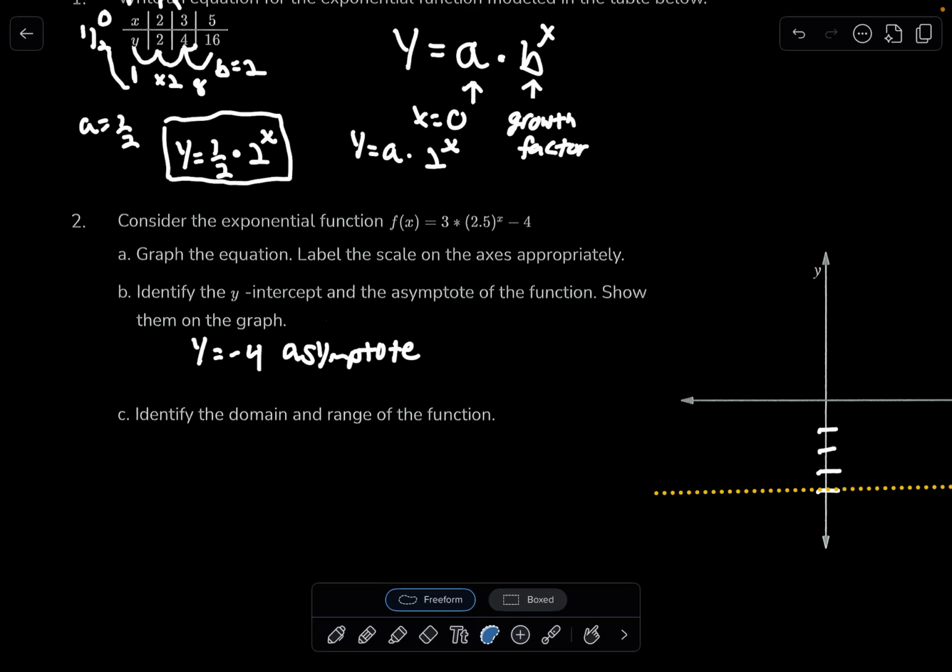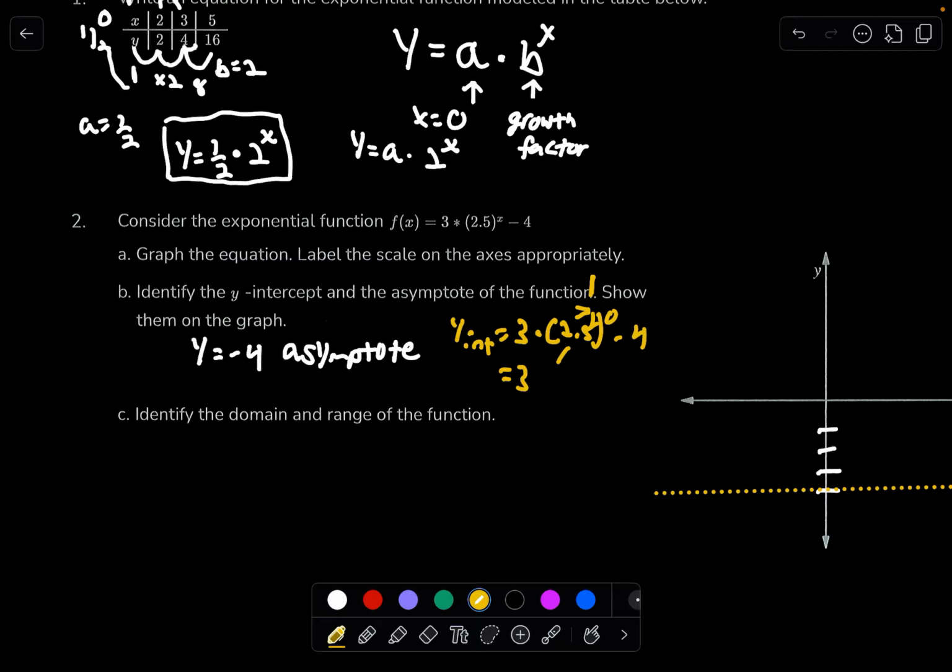Now, it says find the y-intercept. Well, that's pretty straightforward. The y-intercept occurs when x is 0. So we plug x equals 0 into this. That's 3 times 2.5 to the 0 power minus 4. Anything to the 0 power is 1. Use a calculator. So this is 3 times 1 minus 4 equals negative 1. So we know the y-intercept is sitting right there.